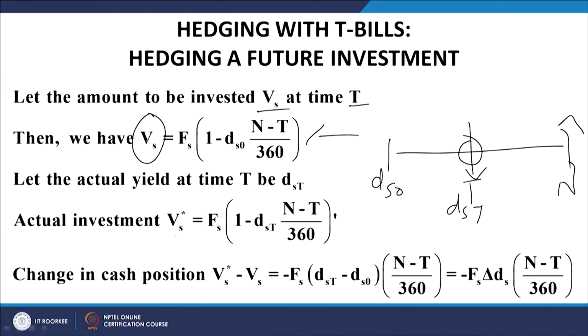Now, suppose the actual yield at this point, when you go for the investment, comes out to be this much. At this point, it was DS0. At this point, it turns out to be DST. Now, if DST turns out to be different from DS0, then the amount that you require for obtaining the same face value here would naturally be different. Therefore, the change in the cash position, the loss that you are going to suffer, it could be a profit also, is the difference, this minus this, and if you simplify this, you get this expression.